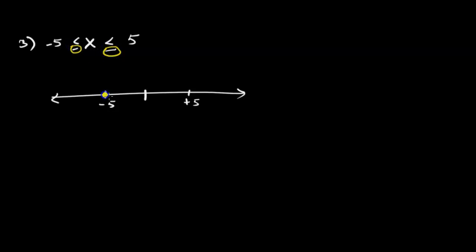We put a solid circle at both -5 and +5. Now the x value lies in between -5 and +5. So this is our required line on this number line. We are looking for the x absolute function.